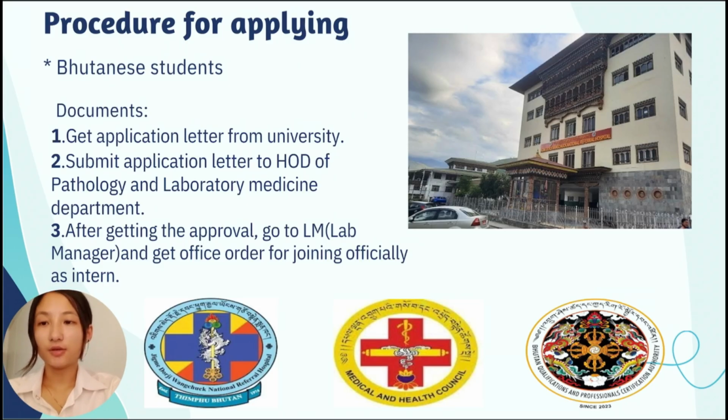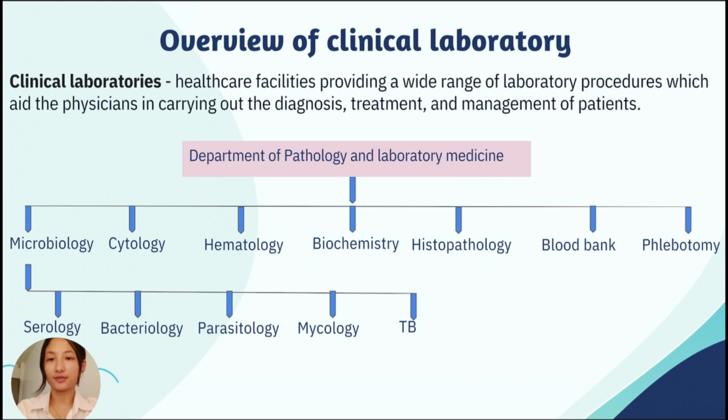For the procedure, we have to get a letter from the university and submit it to the HR department. I did laboratory medicine and pathology, so I gave them the letter, they accepted and gave approval, and I went to the lab manager and got the office letter to officially join as an intern. In the clinical laboratory there are 7 units, and I did all the units.